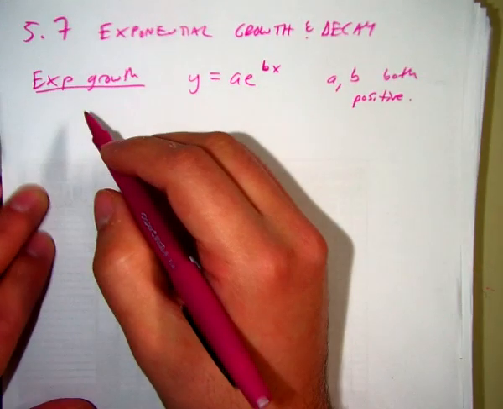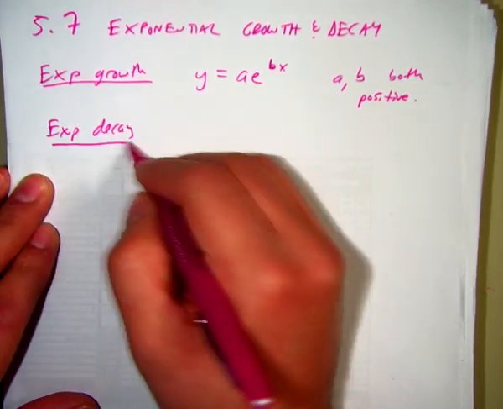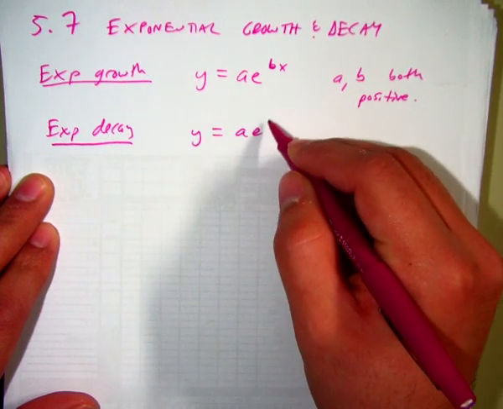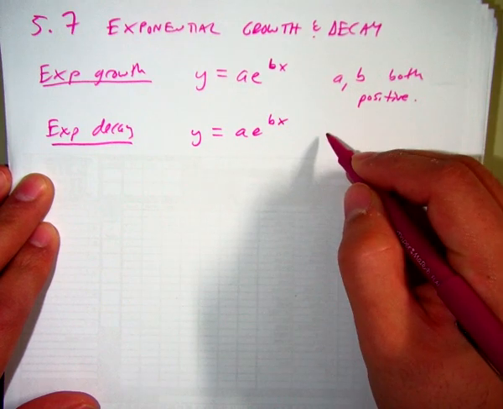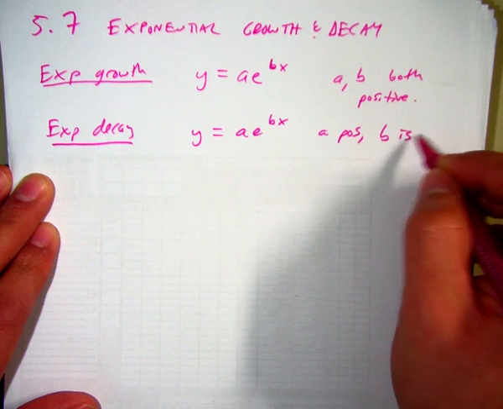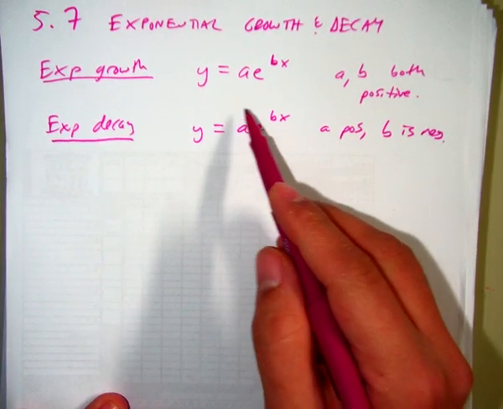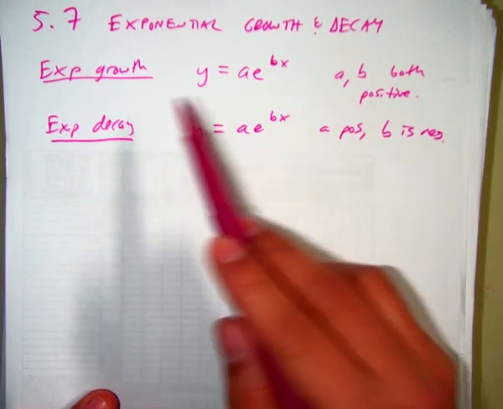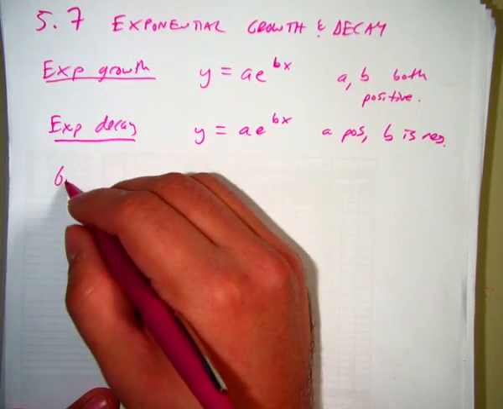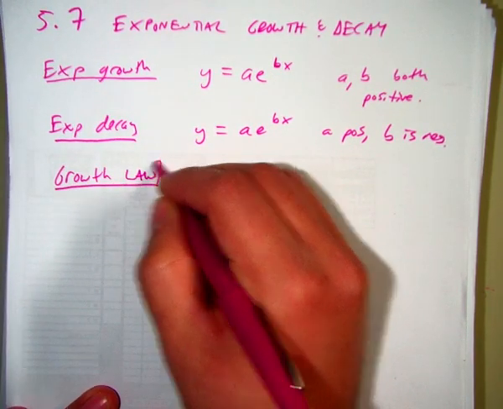Now, exponential decay is the same idea. It's y equals a times e to the bx, but now a is positive and b is negative. So anytime you see a function with these conditions met, you know that it's either going to be exponential growth or decay. Now, in particular, we're going to be very interested in working with the growth law, which comes from both of these two equations.